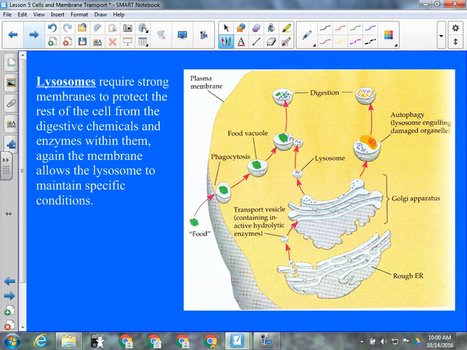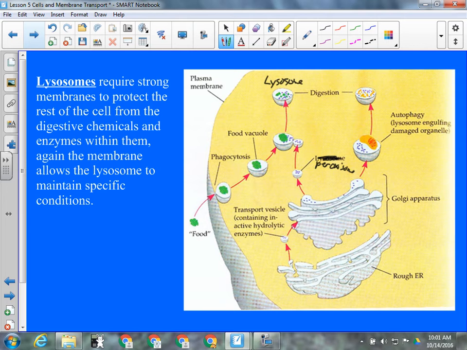It gets put into its own little vacuole or vesicle, and that vesicle will meet up with, this is actually labeled incorrectly, a peroxisome. The peroxisome has got the digestive enzymes in it. When it merges with the food vacuole, then it becomes a lysosome, and digestion occurs. The chemical breakdown of whatever was in there.